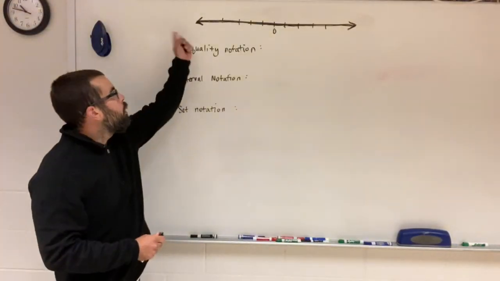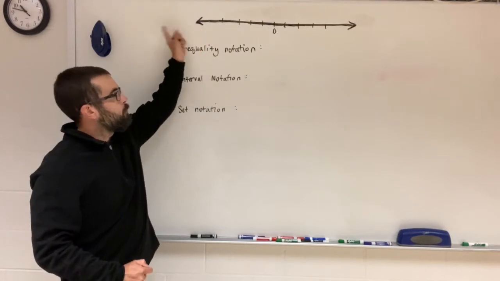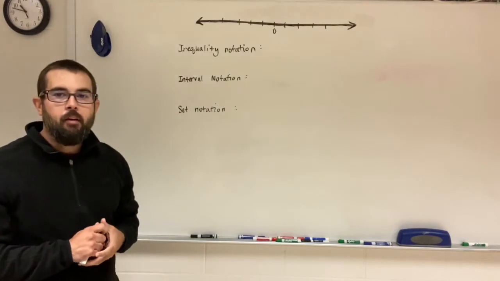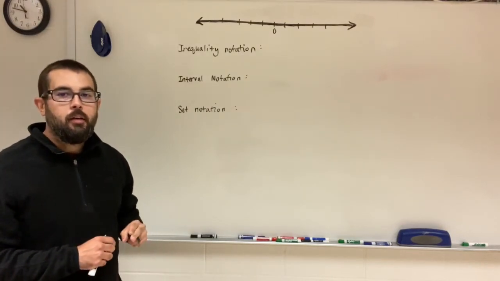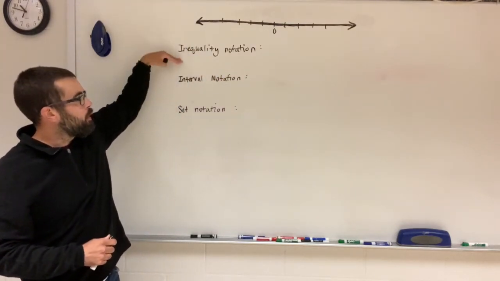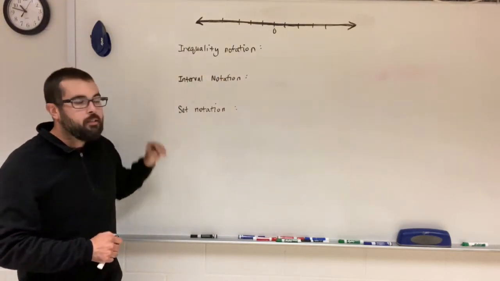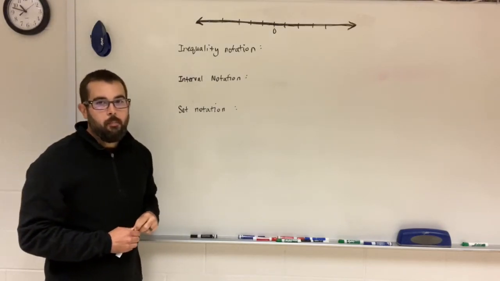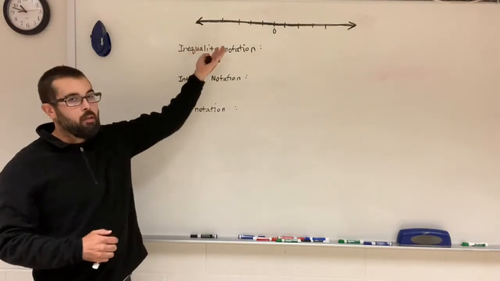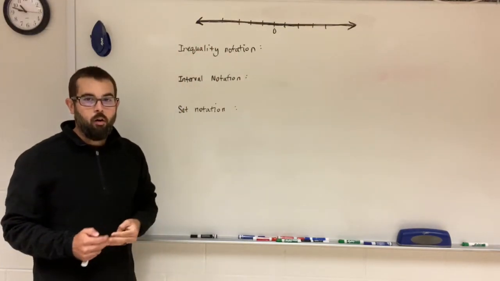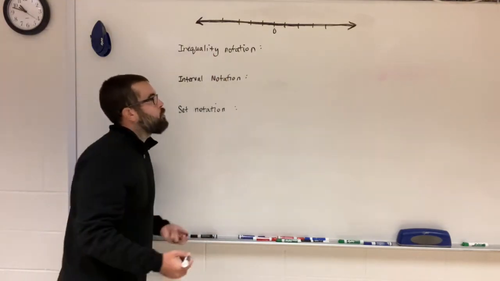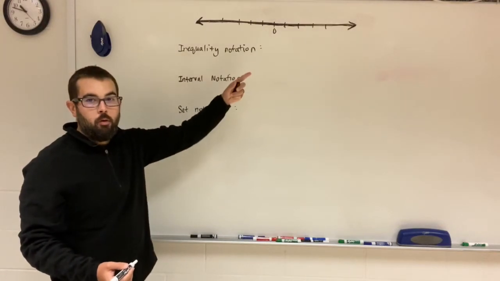And this time, our number line is shaded from the left end all the way to the right end. So what does this mean? It means that every number on that number line is going to be written in our solution. So we're going to have to write that in inequality, in interval, and in set notation. So let's see how that's done. Okay, this set is what's known as all real numbers because our number line is a number line of all real numbers.